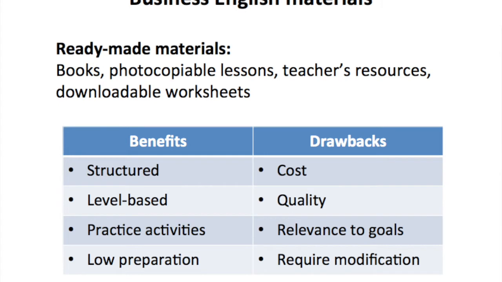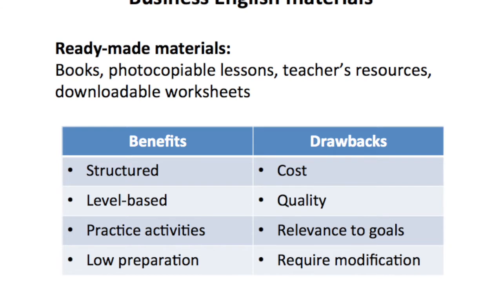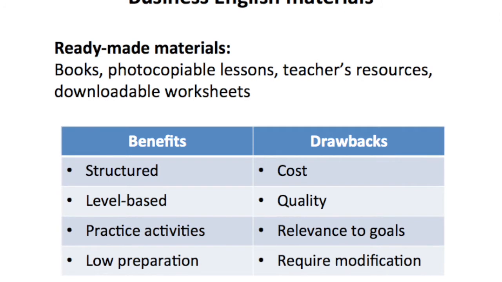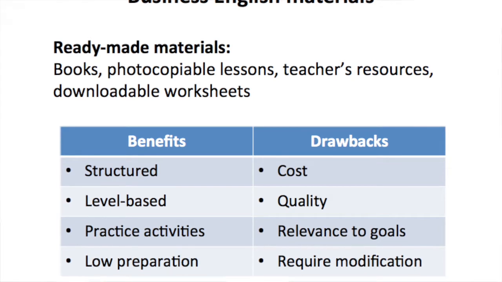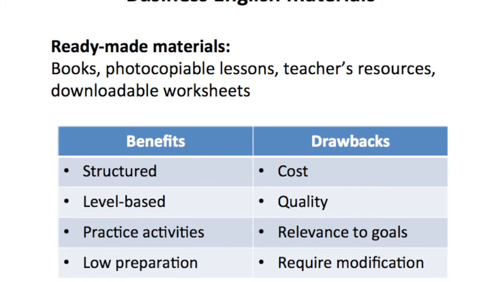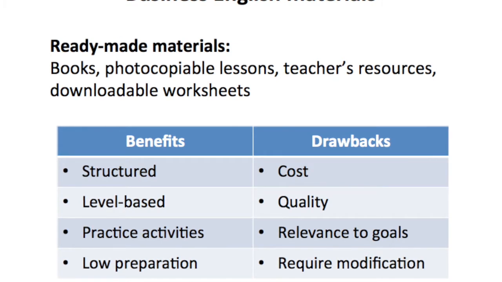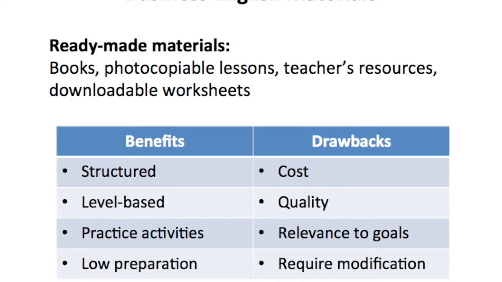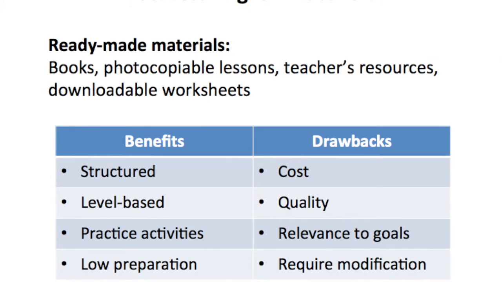To give you examples of what I specifically mean by this, I'm thinking in terms of published books, but also books of photocopiable lessons for you to take and to use directly in the classroom. I'm thinking of teachers' resources. This may be a separate book which is available for people to buy, but it could be accompanying worksheets which are available often on publishers' websites. And finally, I'm thinking about downloadable worksheets, for example, the ones from the publisher's website, but also things which are made available by other teachers and trainers, for example, on blogs and personal websites.